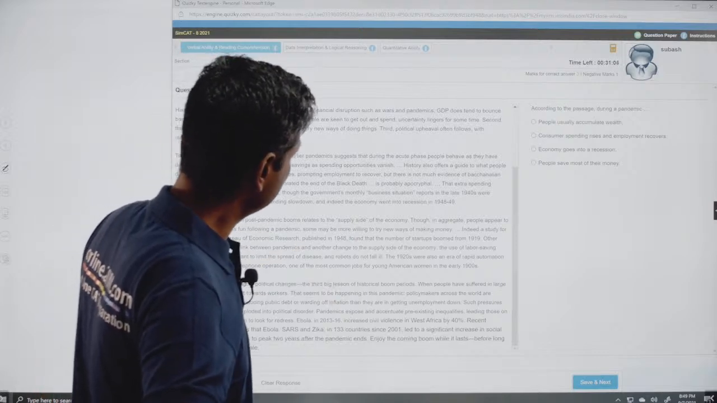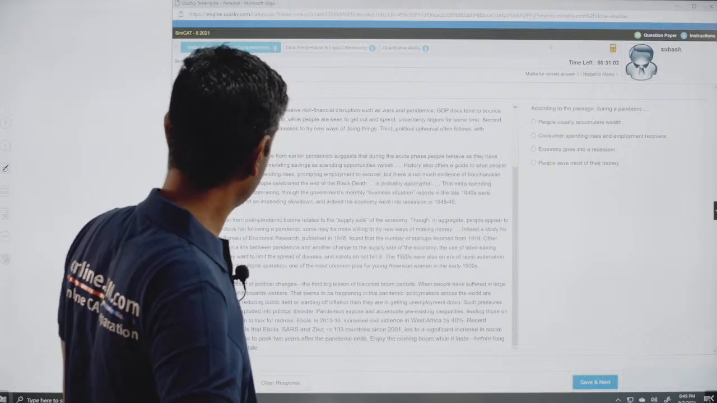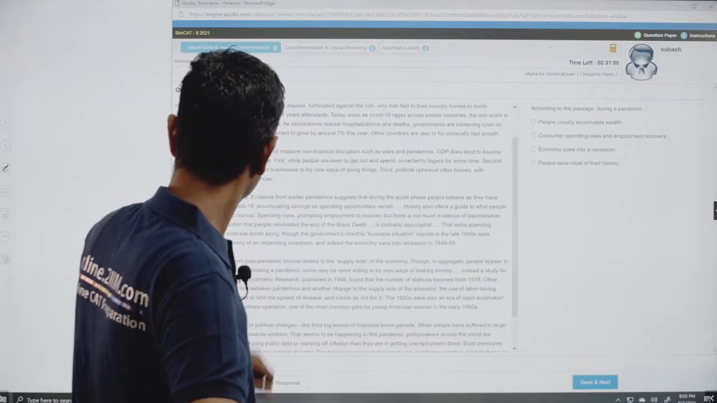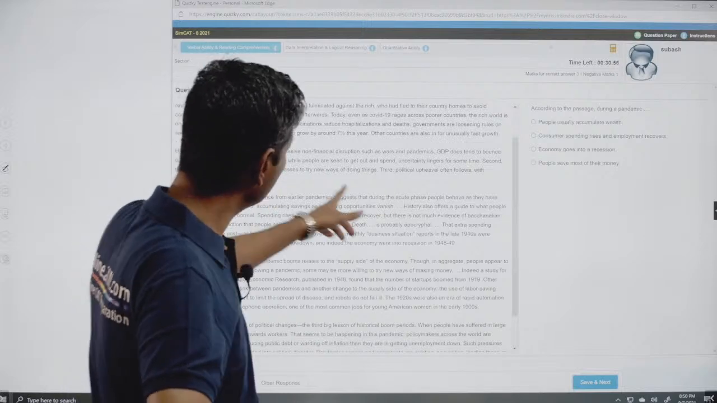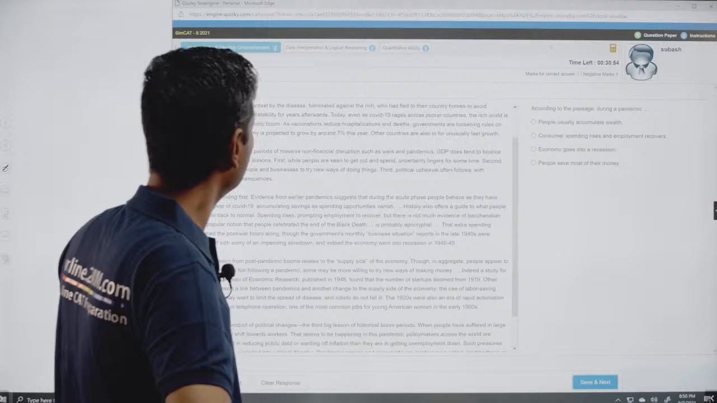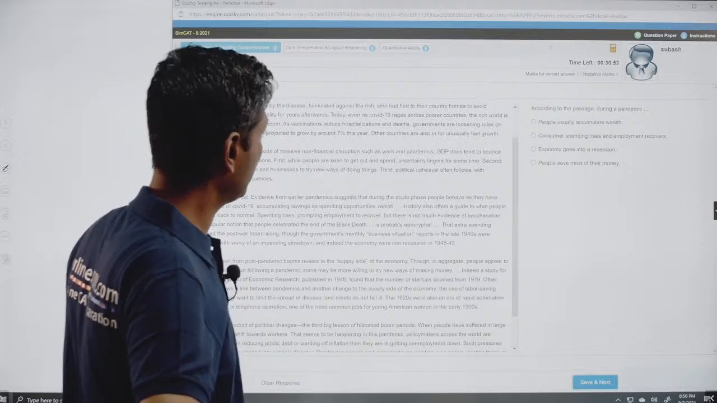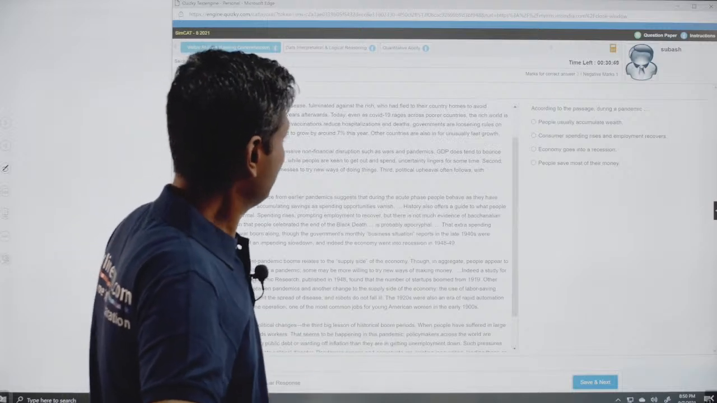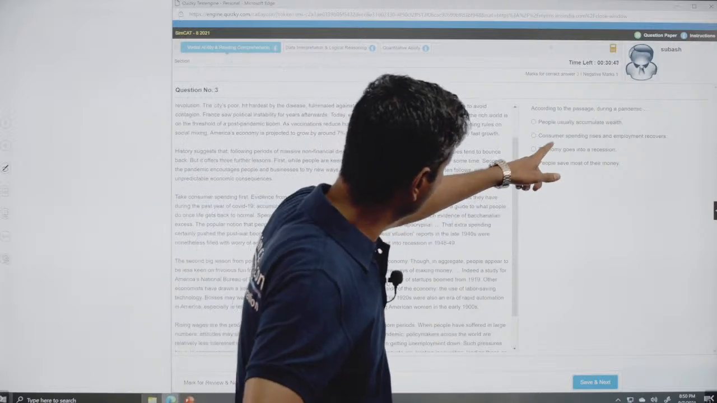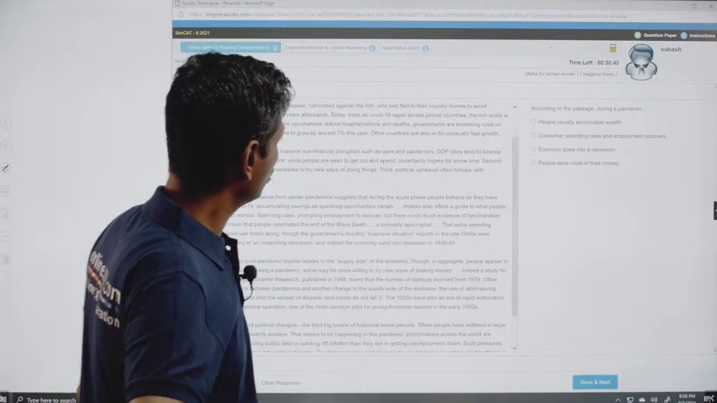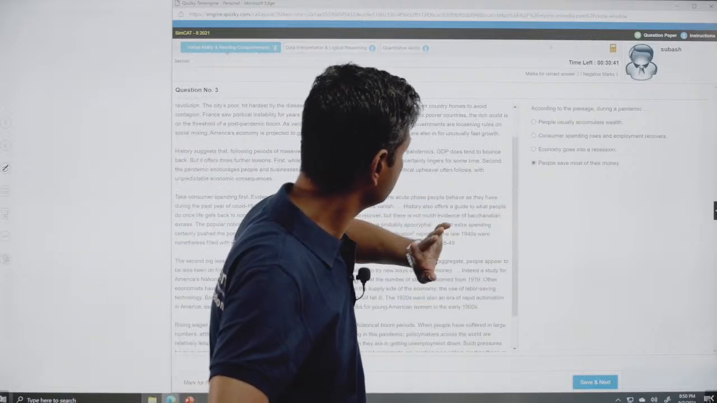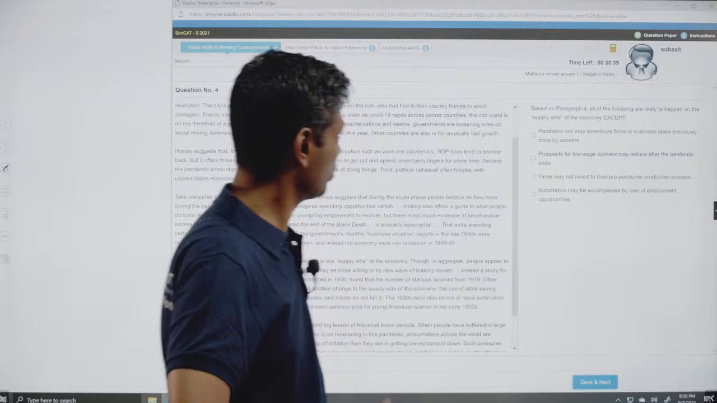So, economy goes into a recession. Yeah, that's also hinted at. Following this, GDP does tend to bounce back. That means during the pandemic, economy goes into a recession. I'm really torn. I think economy goes into a recession, people save most of their money. Both are correct. I'm going to go with this. But I'm not sure about that.